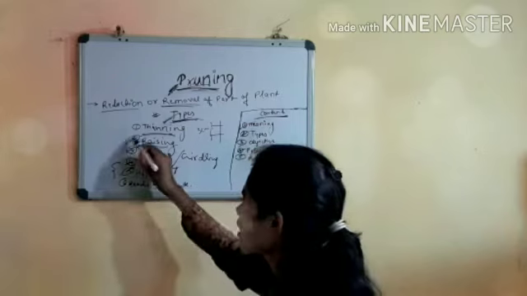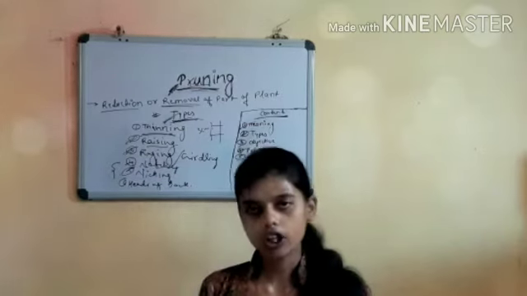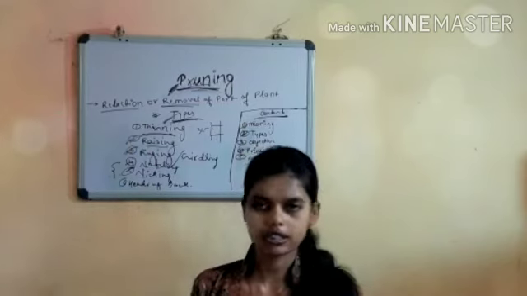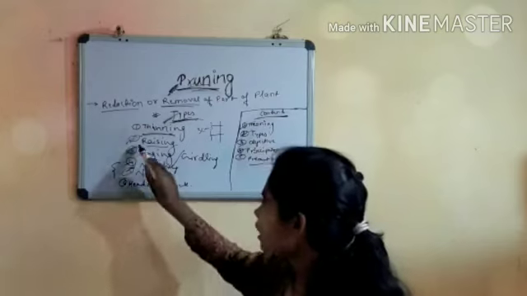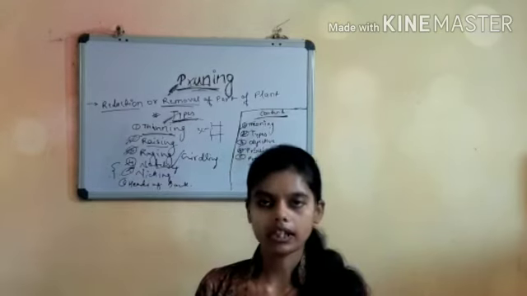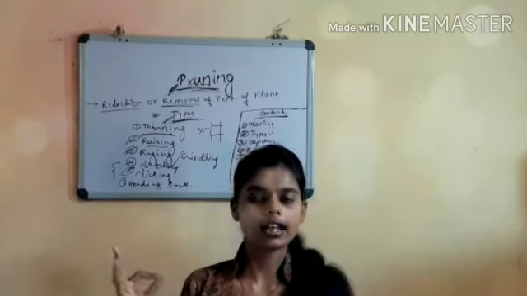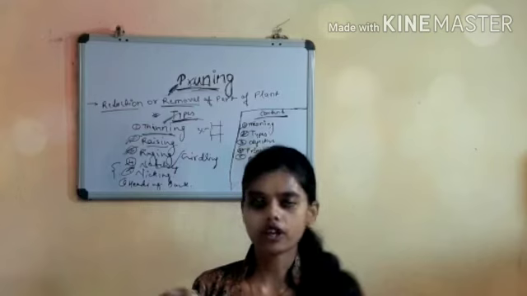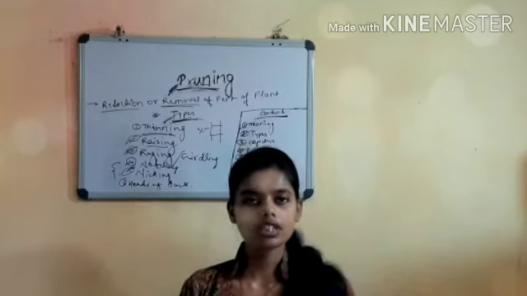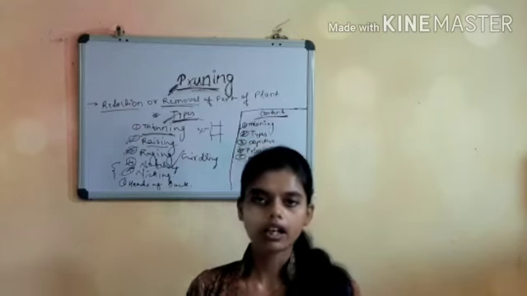Next we have raising. Raising removes all the lower branches of tree in order to provide clearance for vehicles, pedestrians, buildings, all these things. Next we have ringing or girdling. Ringing or girdling is a very important type of pruning. In this method, a circular ring of bark 3 cm in length is completely removed from the trunk of tree. It helps in the accumulation of photosynthetic material in the upper portion of tree that enhances flowering and fruiting.